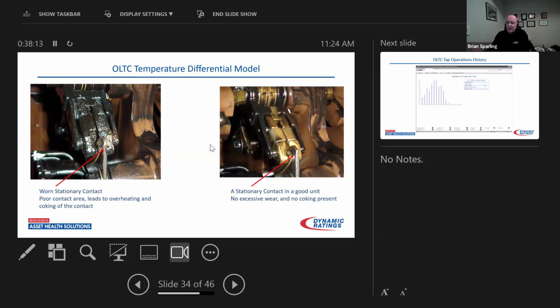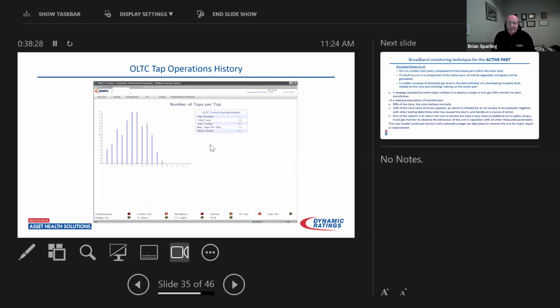So on the right-hand side is what that stationary contact should look like in a good unit: no excessive wear, and no coking present on that contact. That's what happens inside the on-load tap changer when things begin to wear excessively.